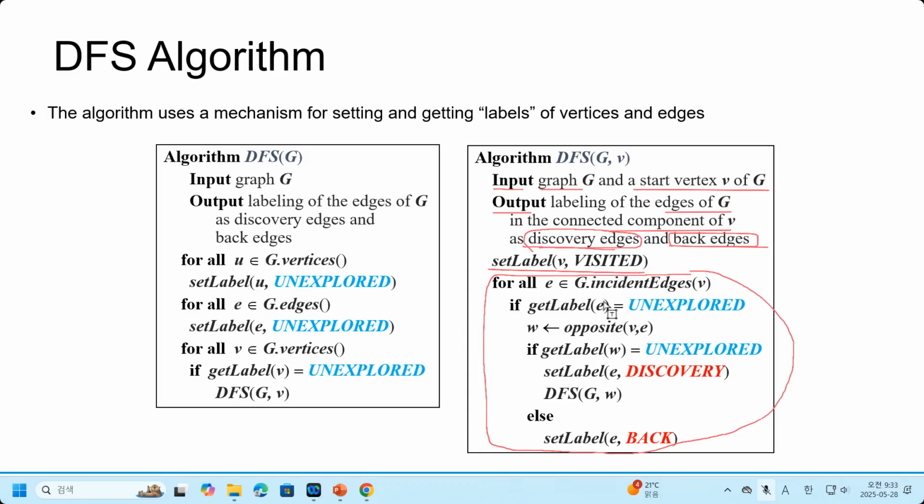If you still remember, we have the incident edges. What are incident edges? If we have a vertex v, the incident edges are the edges that are incoming or outgoing from v. So we want to check all incident edges of v. And if the label is unexplored, check the opposite of v. The opposite of v, let's say this is w.